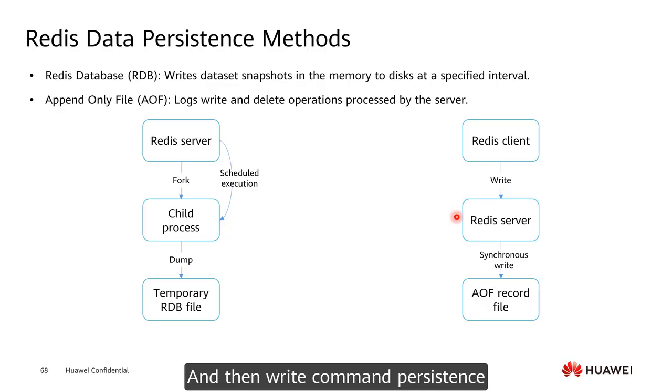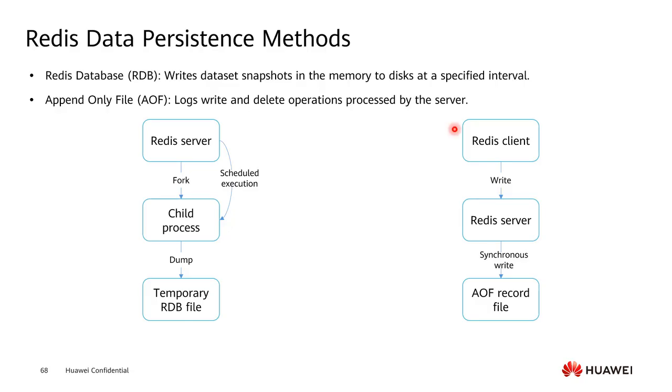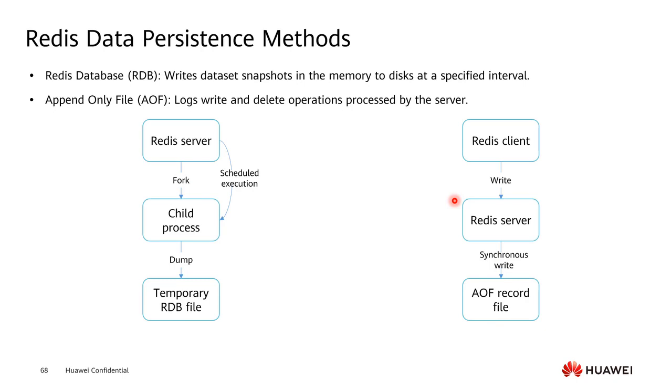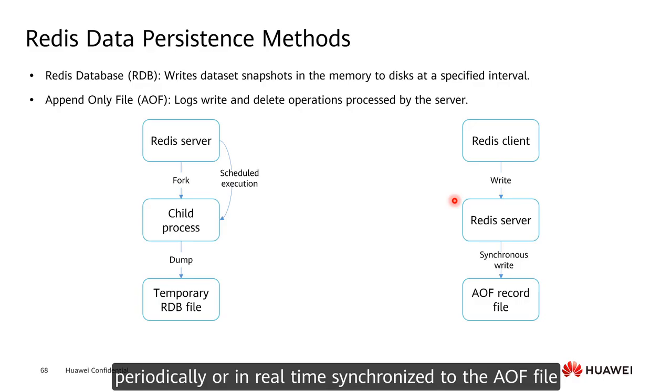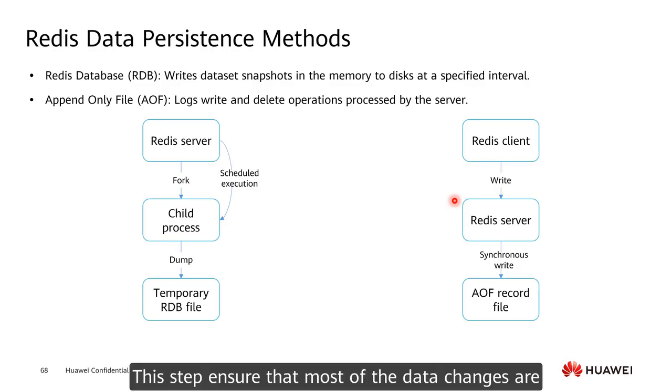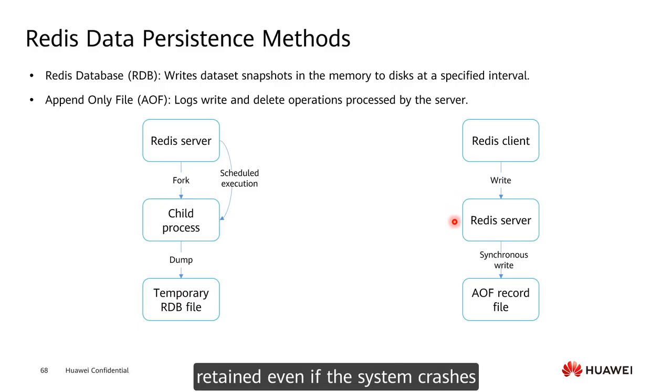And then, write command persistence based on a configuration sync policy, for example, per second or after every write operation. The content in the AOF buffer is periodically or in real time synchronized to the AOF file on the hard disk. This step ensures that most of the data changes are retained even if the system crashes.